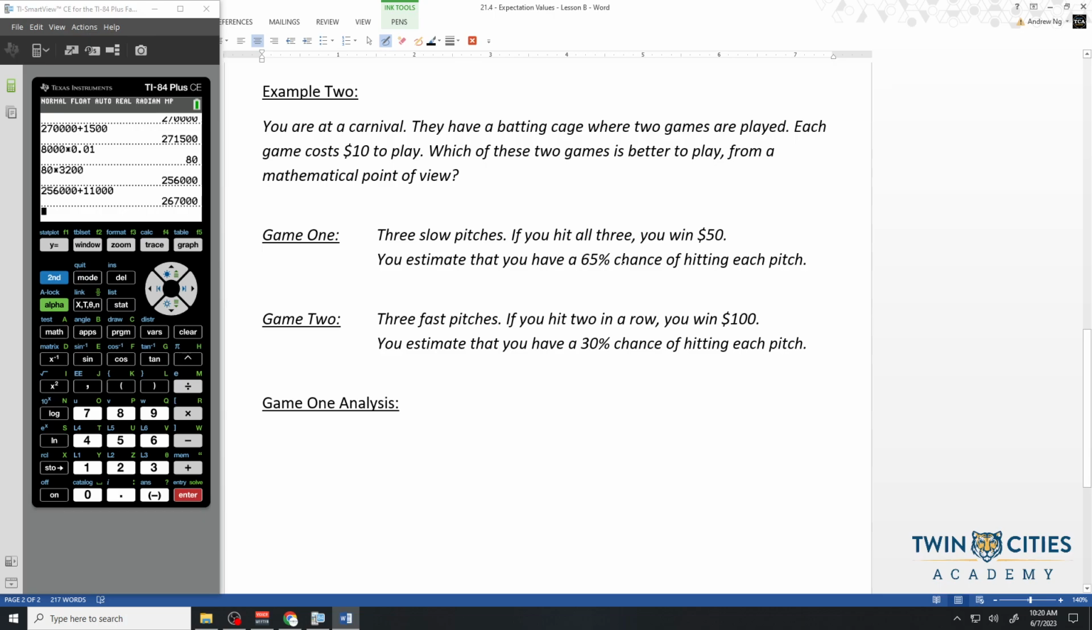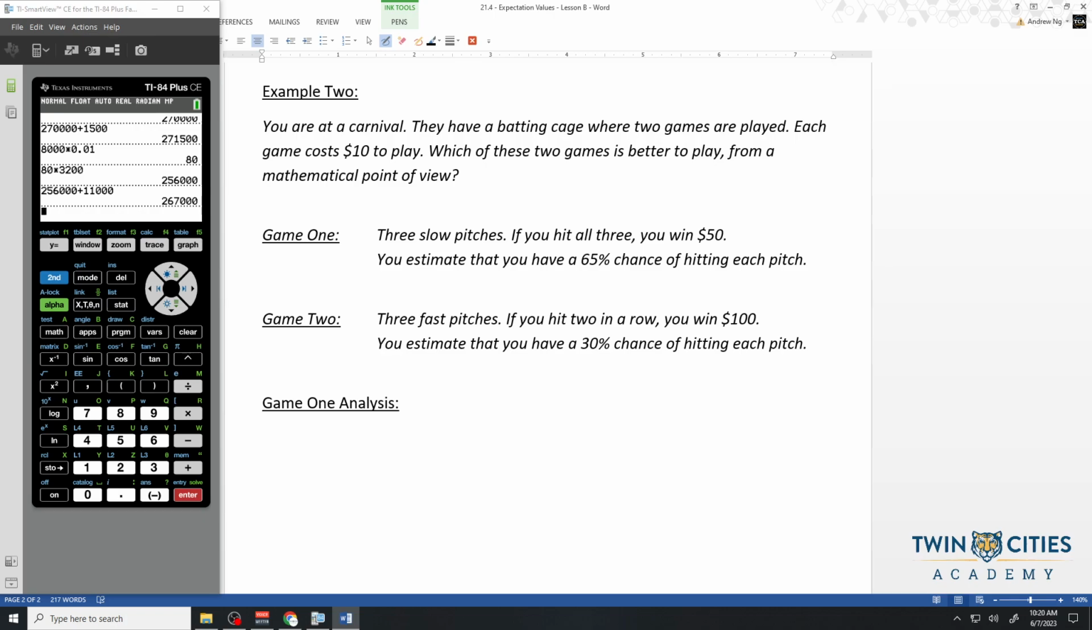Example 2. You're at a carnival. They have a batting cage where 2 games are played. Each game costs $10 to play, so it's a little steep to play this game. Which of these 2 games is better to play from a mathematical point of view? So, game 1. There are 3 slow pitches. If you hit all 3, you win $50. You estimate that because of how slow the pitches are, you've got a 65% chance of hitting each pitch.